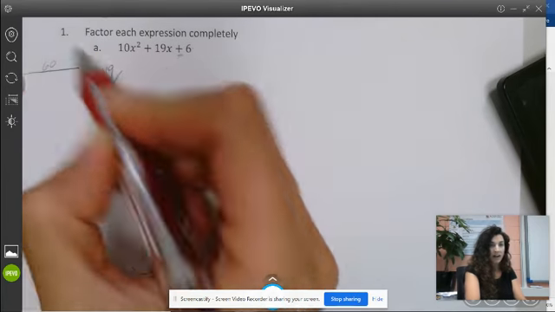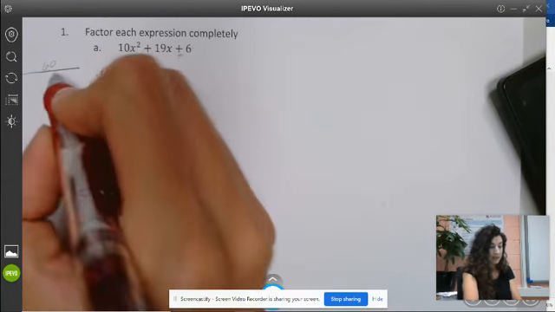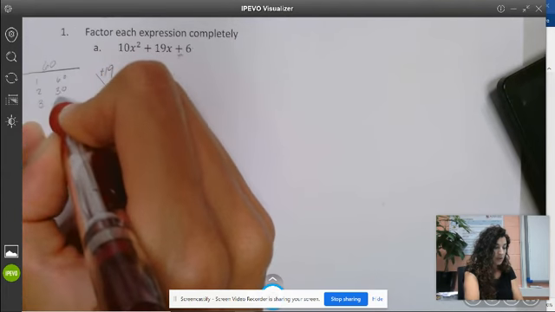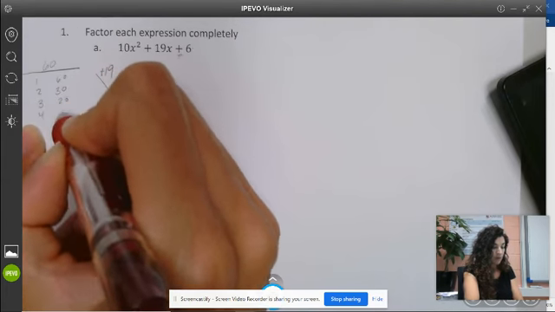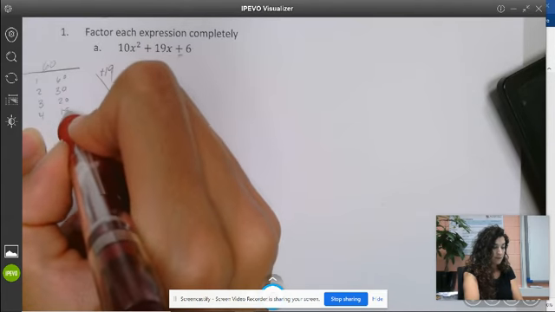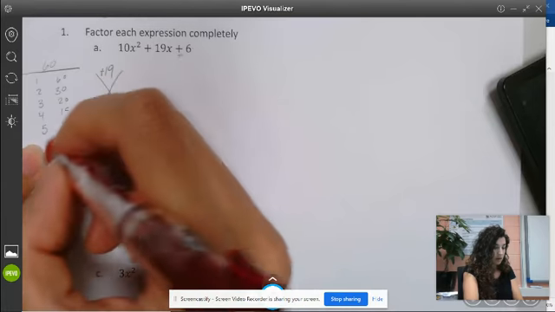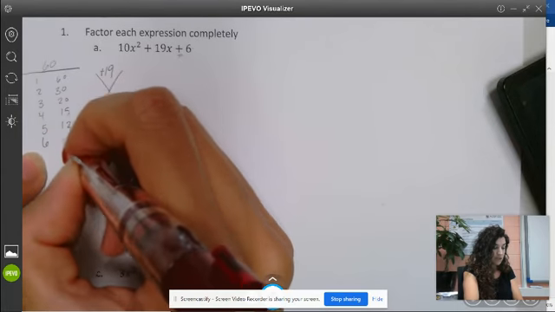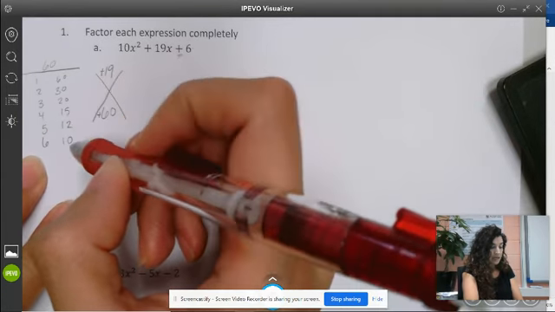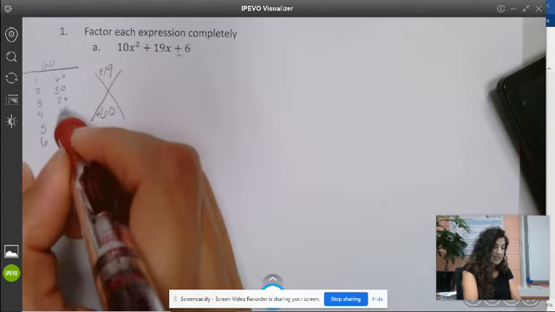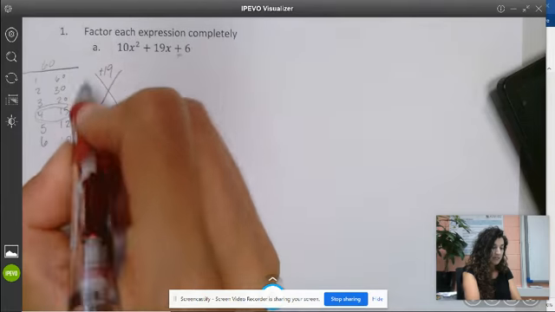This is where creating your little factor combination to the side might be really helpful. Just really quickly, 1, 60, 2, 30, 3, 20, 4, 15, 5, 12, 6, 10, 7, 8, 9, and that's it. So we're looking for two numbers that add to give us 19, and that's going to be 4 and 15.